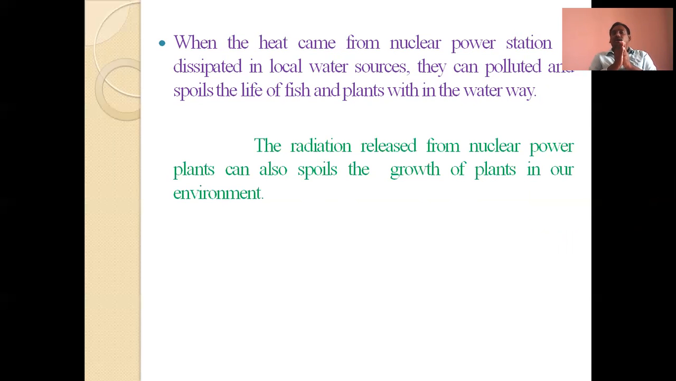This is the radiation hazards due to the nuclear power plants. That's why we carefully operate the nuclear power plants. And we have some safety precautions also to operate the nuclear power plants and to avoid accidents in the nuclear power plants. What is meant by accident? Accident means what?